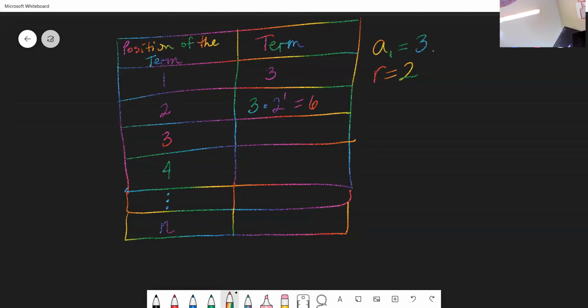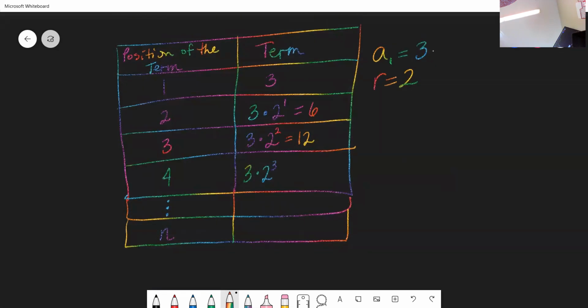Okay, so term 3 is just 3 times the ratio with the exponent of the previous position. So it becomes 3 times 4, which is 12. And then 3 times the ratio at exponent n minus 1 is 3 times 8, which is 24.